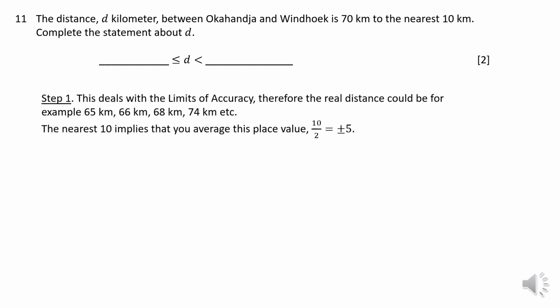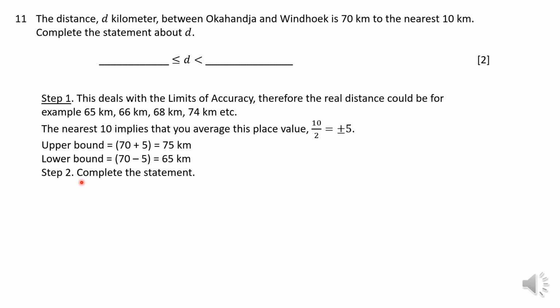All right. So what we do is we take that nearest 10 and we divide it by 2. We average it out so we can know what we are supposed to add to the higher value or the upper bound, which is always on the right side, and what we are going to subtract, which is called the lower bound, which is always on the left side. All right. So the lower bound is 65 kilometer and the upper bound is 75 kilometer. Please don't swap them around.